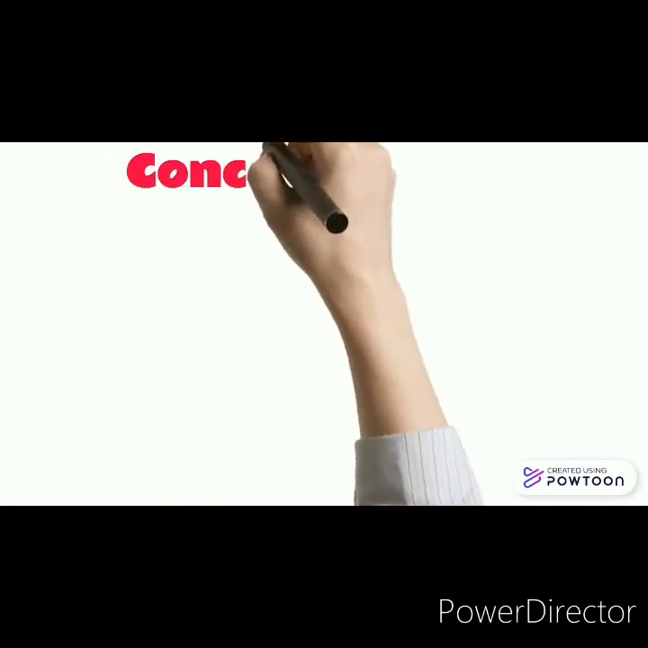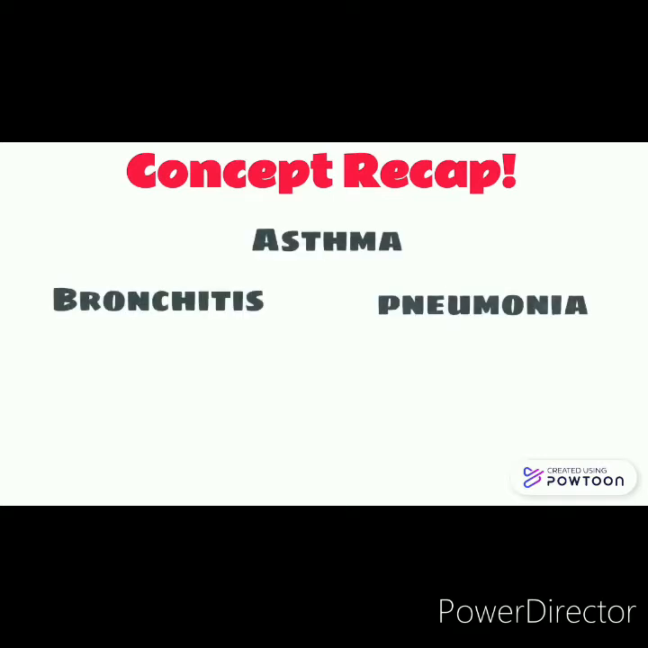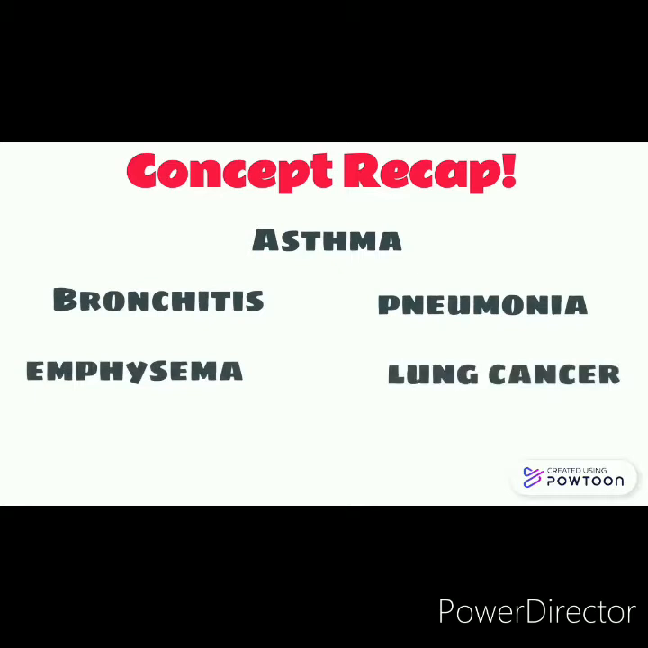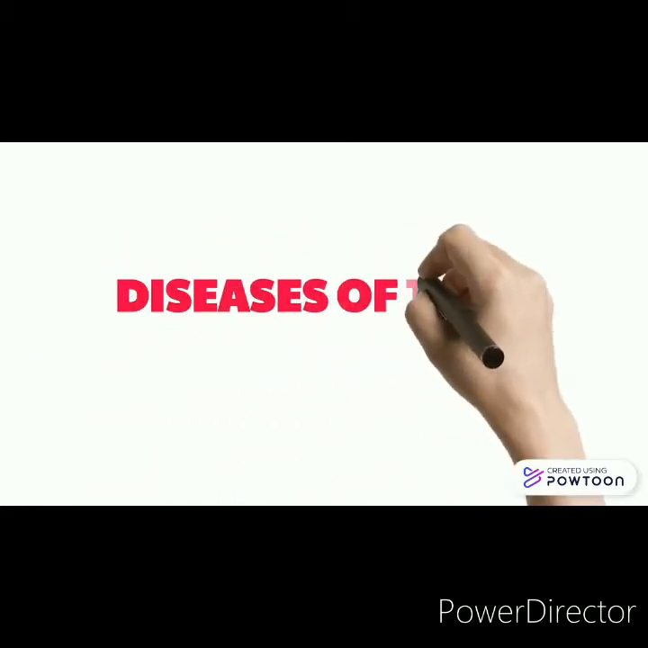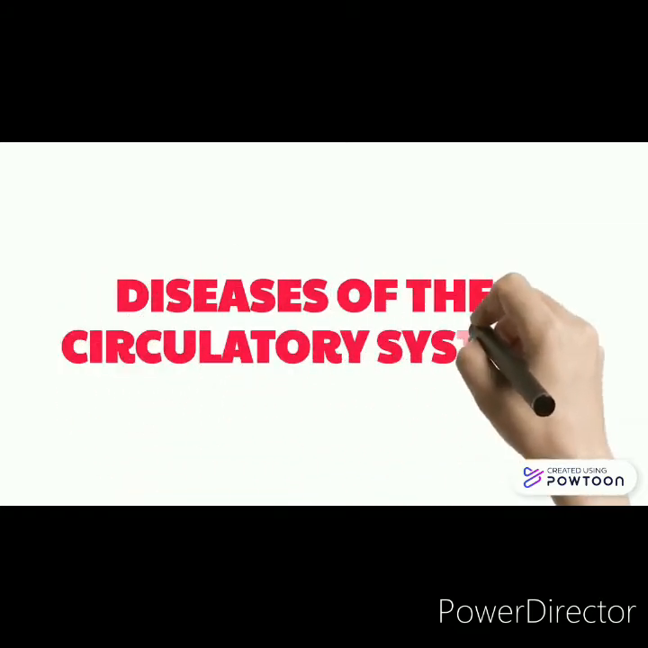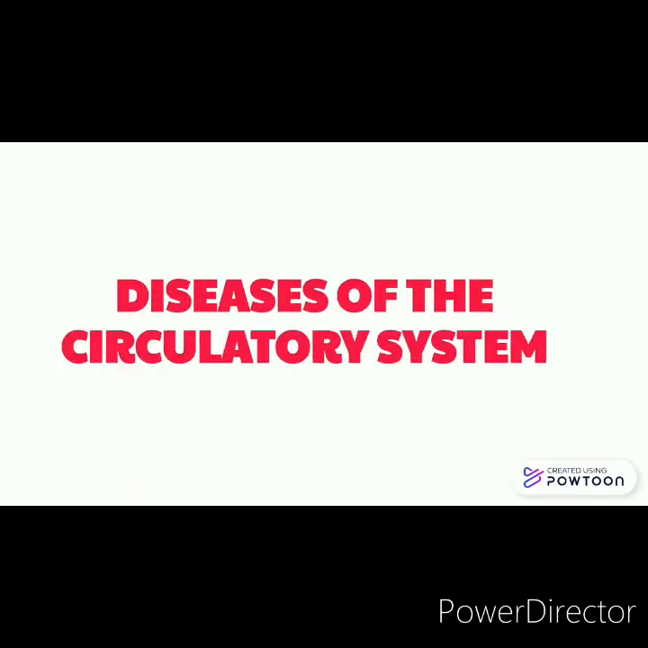Let's have a short concept recap. The diseases of the respiratory system are asthma, bronchitis, pneumonia, emphysema, lung cancer, and tuberculosis. Let's now discuss the diseases that affect the circulatory system.